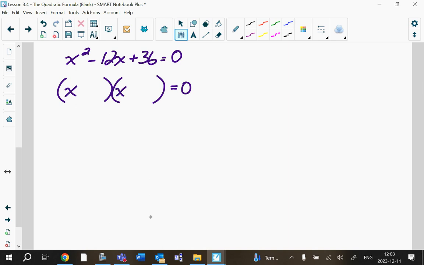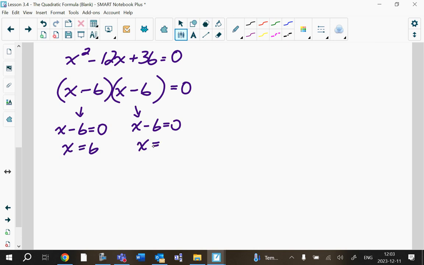x minus 6, and x minus 6. So actually it's going to be the same answer for both, isn't it? Set each factor equal to 0 to find your solutions. So in this one, x is equal to 6, and in this one, x is also equal to 6. So there's only one answer, 6. This is why factoring can be much more efficient. The chances of making mistakes are higher if you just jump right into the quadratic formula.